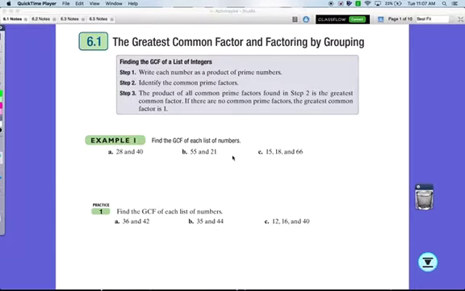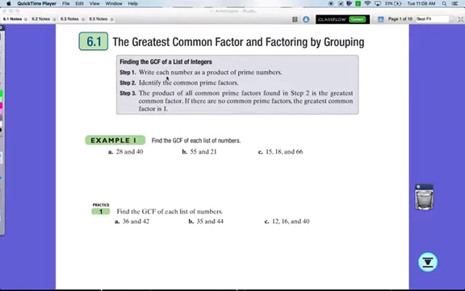Section 1, the greatest common factor and factor by grouping. So we're going to talk about factoring in this lesson. We've already talked about polynomials and multiplying and using that FOIL process by multiplying two binomials by each other. This lesson and this chapter is kind of the opposite of that. It's taking something that's written out and breaking it up into factors.